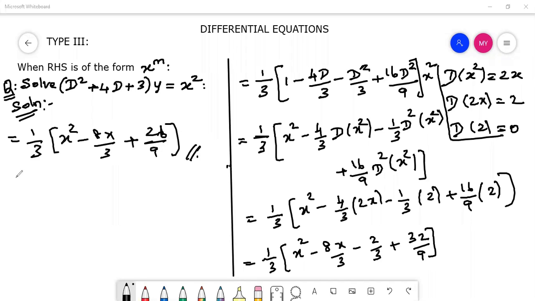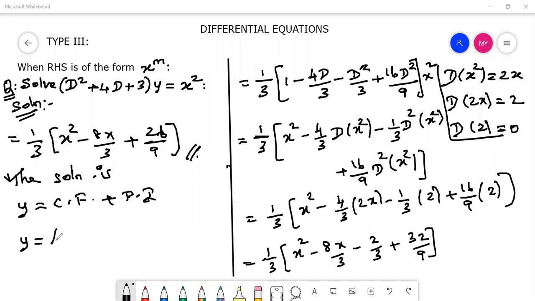So finally, the solution is what? The solution is y equals complementary function plus particular integral. So what is my complementary function? It is a e^(-x) plus b e^(-3x) plus, what is my particular integral? 1/3 times x² minus 8x/3 plus 26/9.